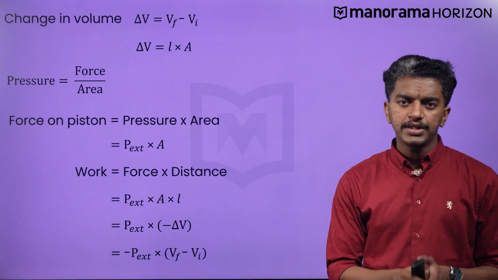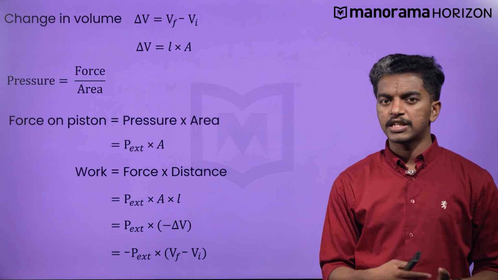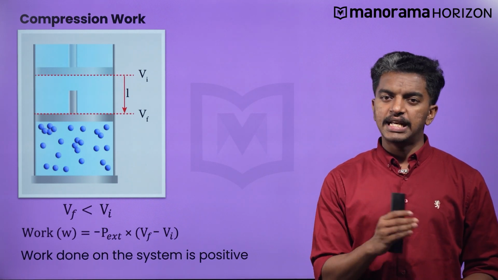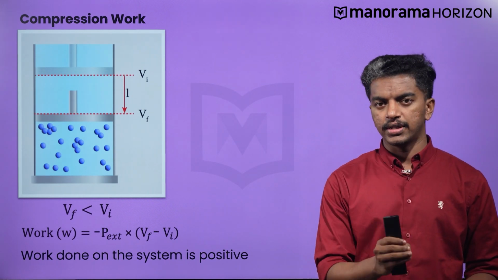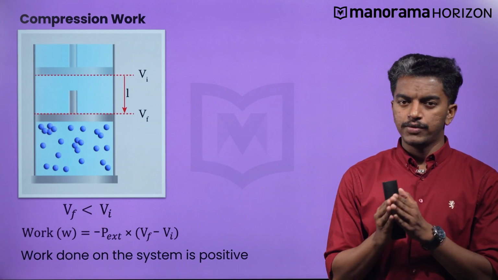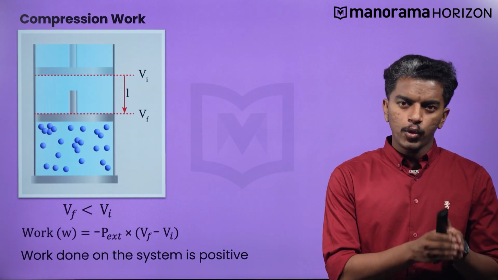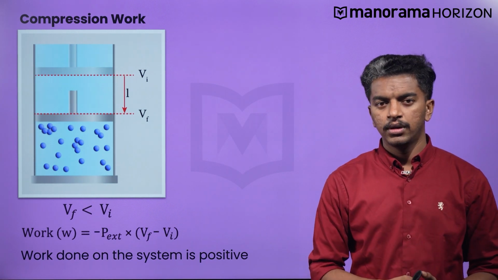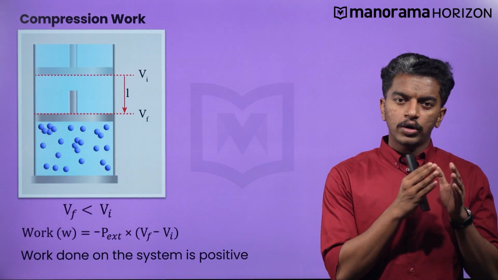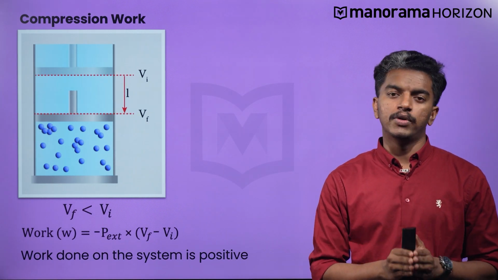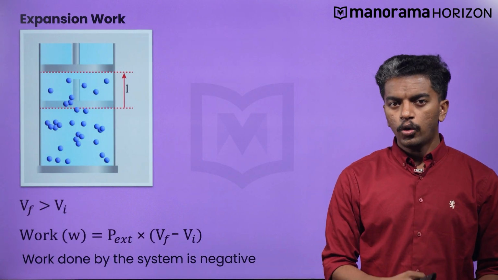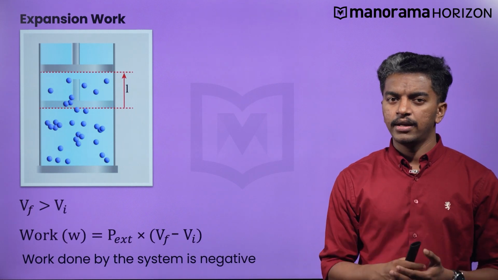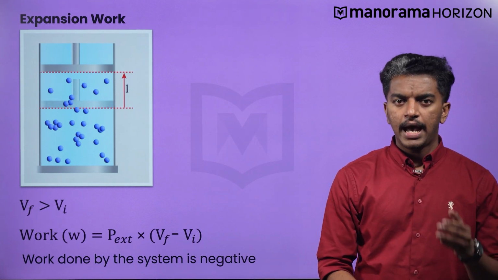Now let us see how this expression works for both compression and expansion of a gas. Consider compression of a gas. Here Vf will be less than Vi. Hence, in the equation, we will get a negative value for the change in volume. And if this negative volume is multiplied by the negative external pressure, the resultant work will be positive. Therefore, work is done on the system, or you may say that compression work is positive. On the other hand, when a gas expands, Vf will be greater than Vi. Here the work is done by the system and will be negative.